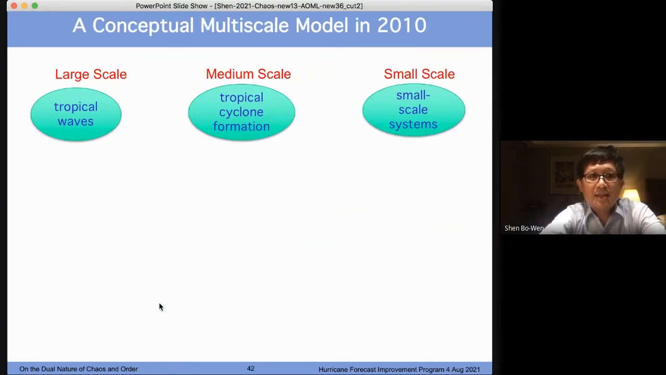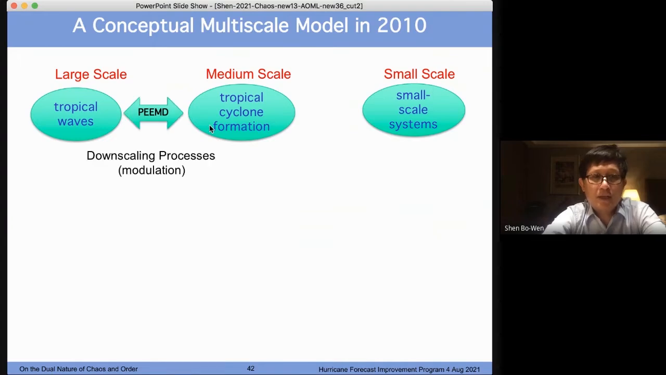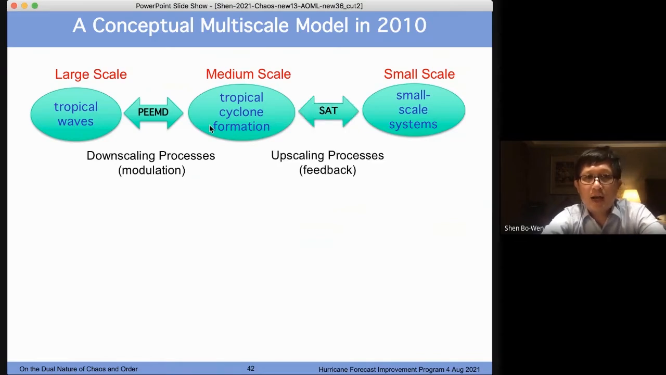Based on what we discussed, we can revisit a conceptual model proposed in 2010 in these triple-scale systems. If we would like to focus on simulations of a tropical cyclone at a medium scale, we would like to understand the modulations by a large-scale system through the downscaling processes. We also would like to understand the feedback of smaller-scale systems through the upscaling processes. During the past several years, we have developed tools, including PMD and SAT. Today, we're going to discuss PMD.